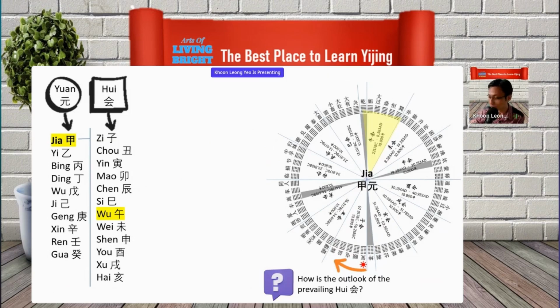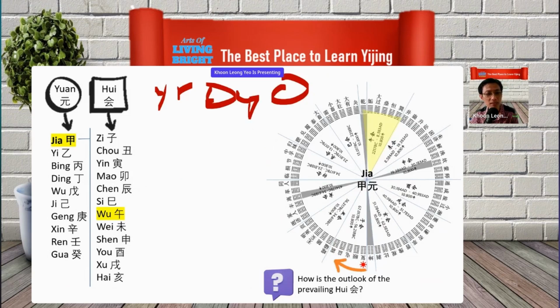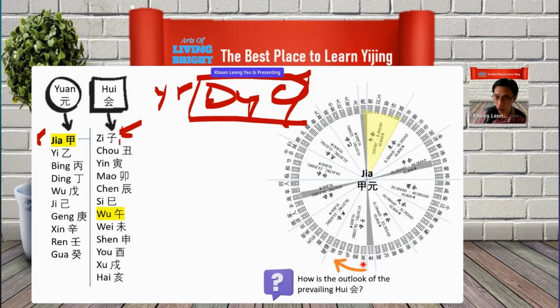The author, Sao Yong, in order to calculate this, has marked a year in the far, far past to be day zero. And that day zero, I also don't know which year, is to start off this Jia and then this Zi Hui. So from there, it counts.